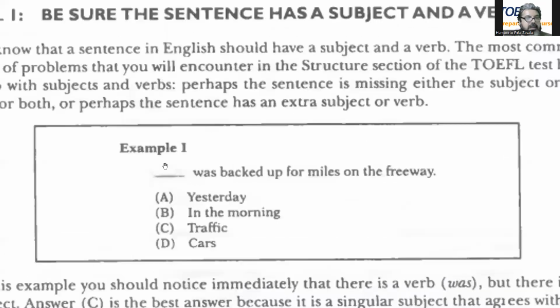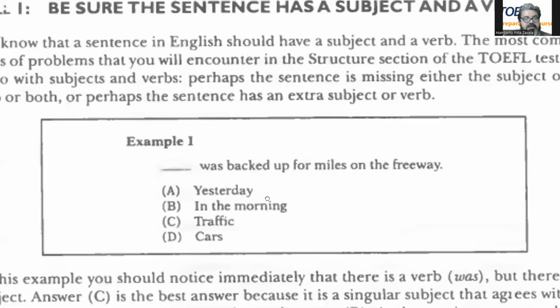Here, for example, we have "was backed up for miles on the freeway." So again, we have the verb was. So what I'm missing is a subject. I eliminate yesterday and in the morning because they're not subjects. The traffic and cars are subjects. So it's either C or D. Now, traffic is a singular noun, singular subject. The verb be, was backed up, is singular too. So this is the correct one. Cars is plural and was is singular, so they don't really match.